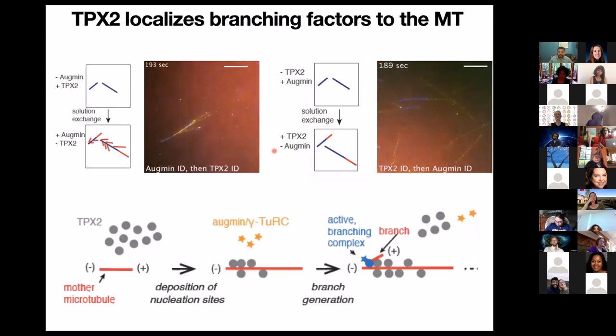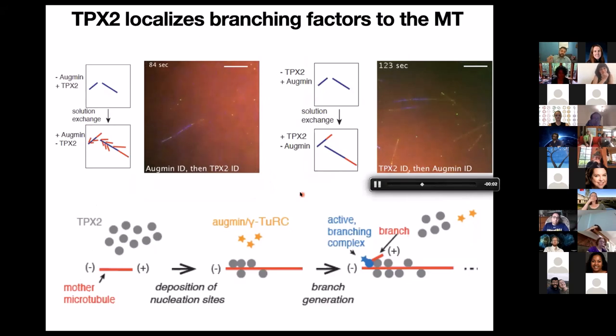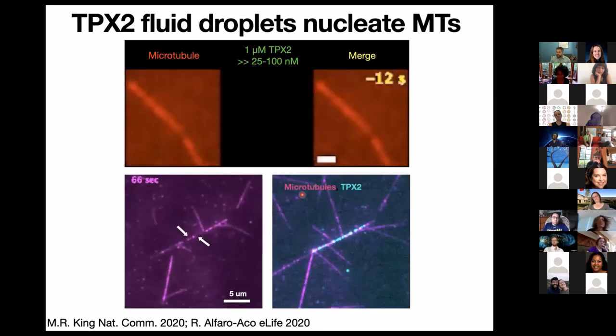Okay, so we know something about the order of the binding of all these different proteins. If you flow in TPX2, let it bind the microtubule, flow it out, and then flow in the other stuff, the augmin, gamma-TuRC, that sort of thing, you'll get branches. If you flow in the augmins and other stuff first, flow it out and add TPX2, you don't get any branching. So it's the sequential thing where TPX2 is the required first step on the microtubule for making a new microtubule branch.